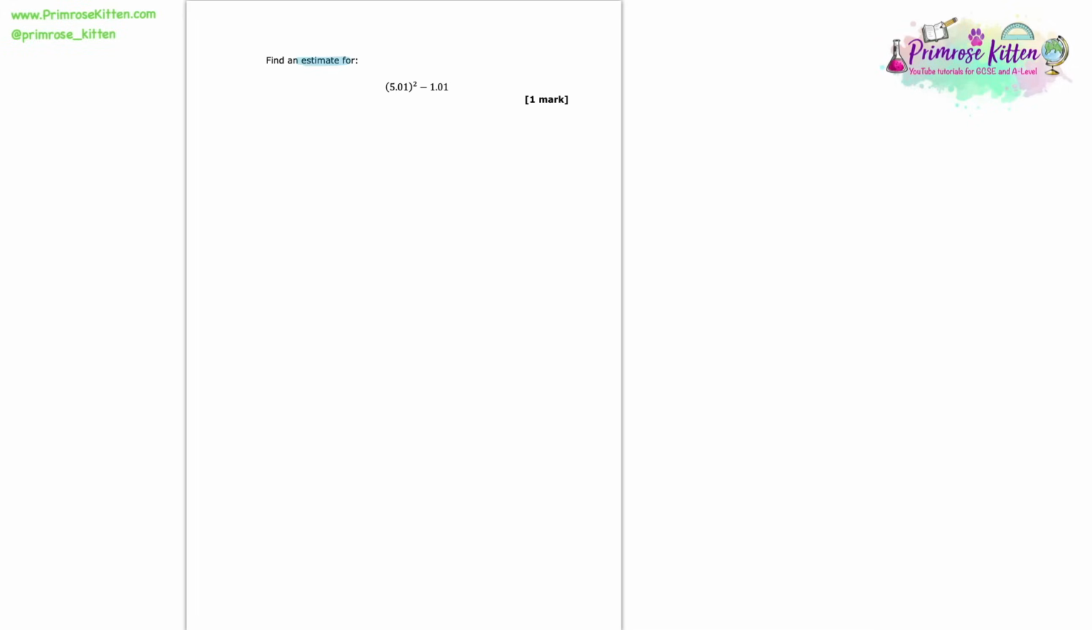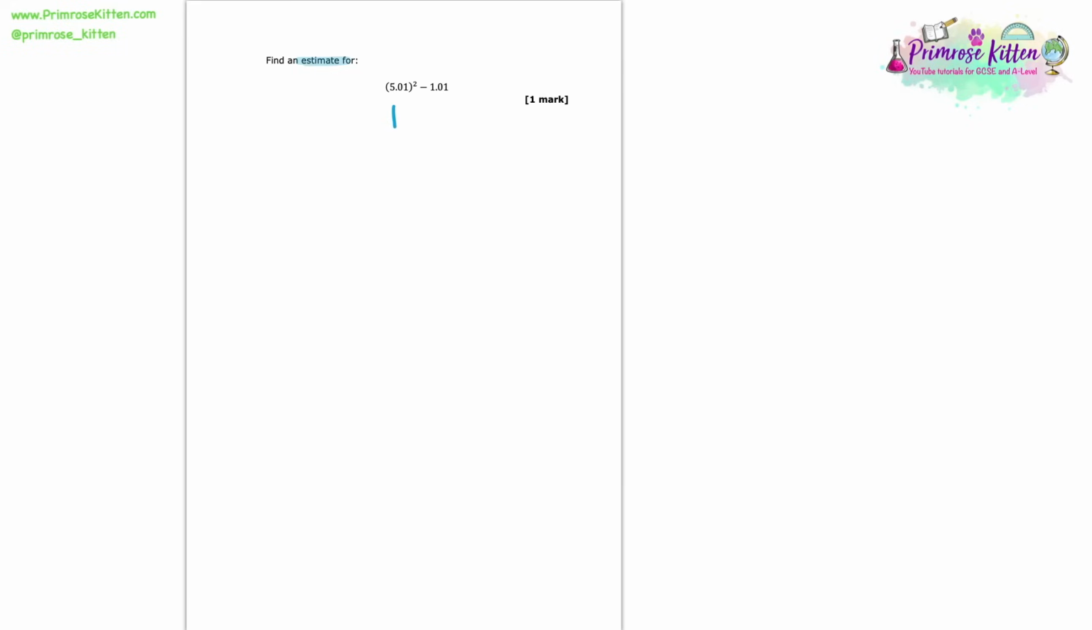And when you're asked to find an estimate, you're not actually being asked to calculate the exact value. Of course, this is a non-calculator paper, that would actually be really quite challenging. Here we're just asked to estimate to get a good set of numbers, which are going to give us a good approximation as to the final answer.